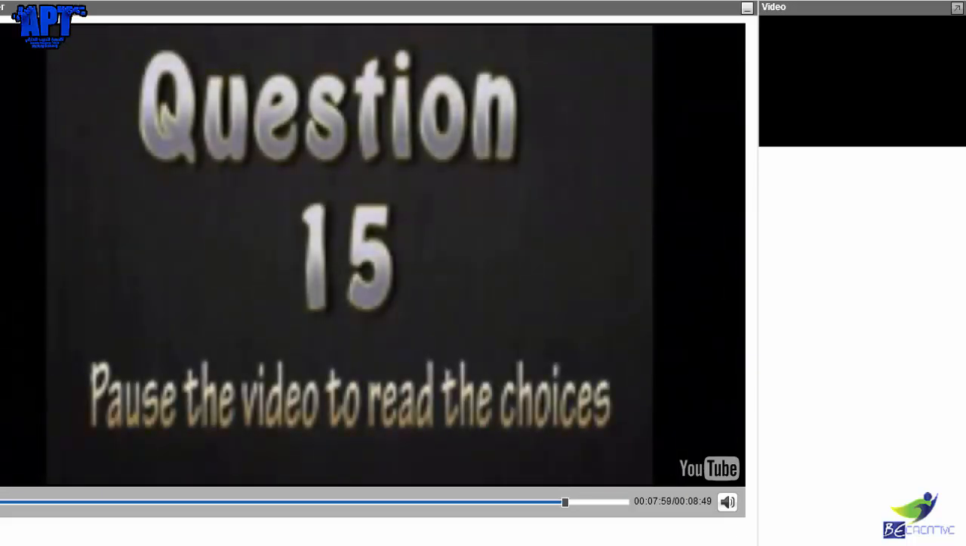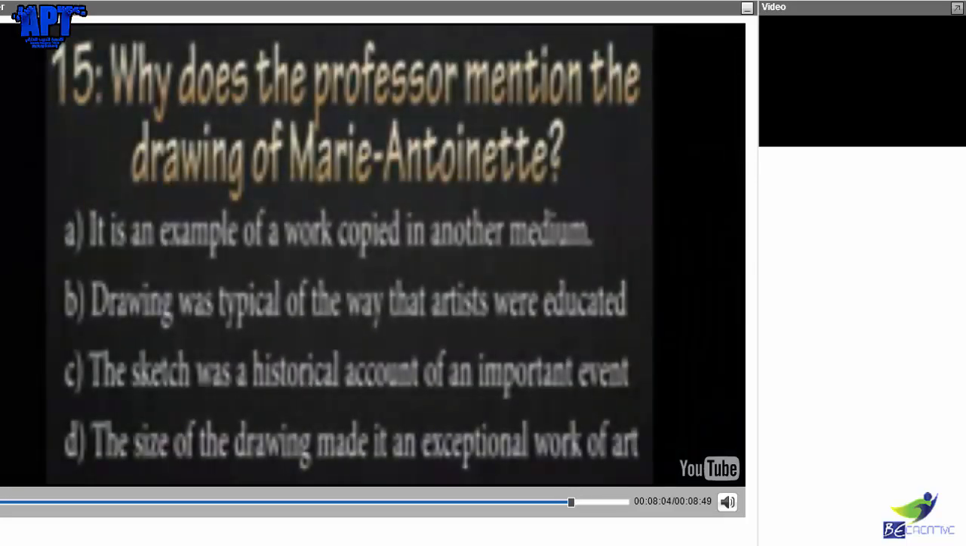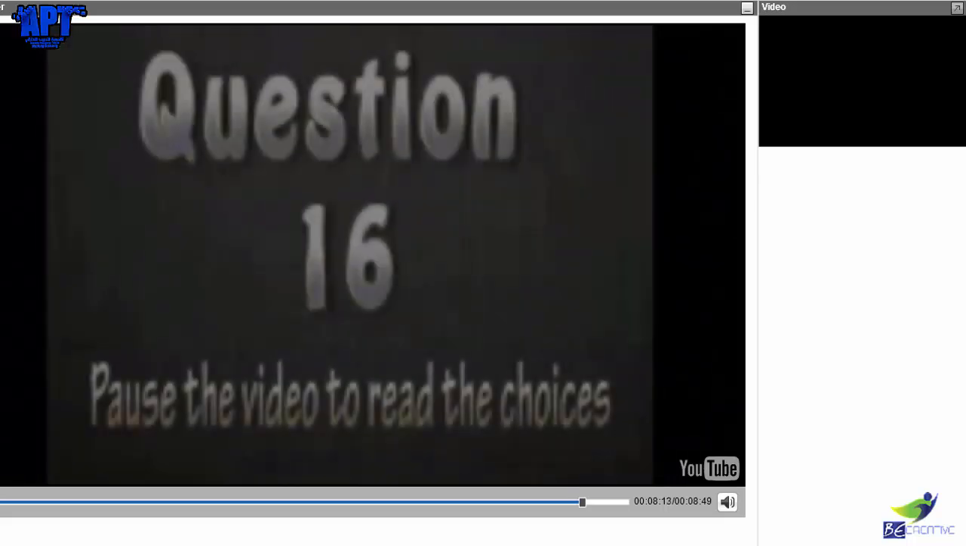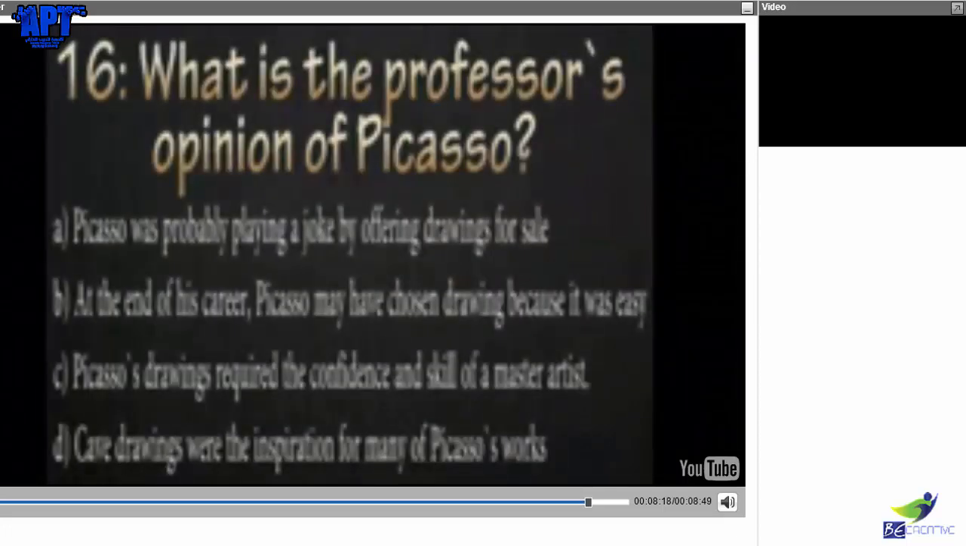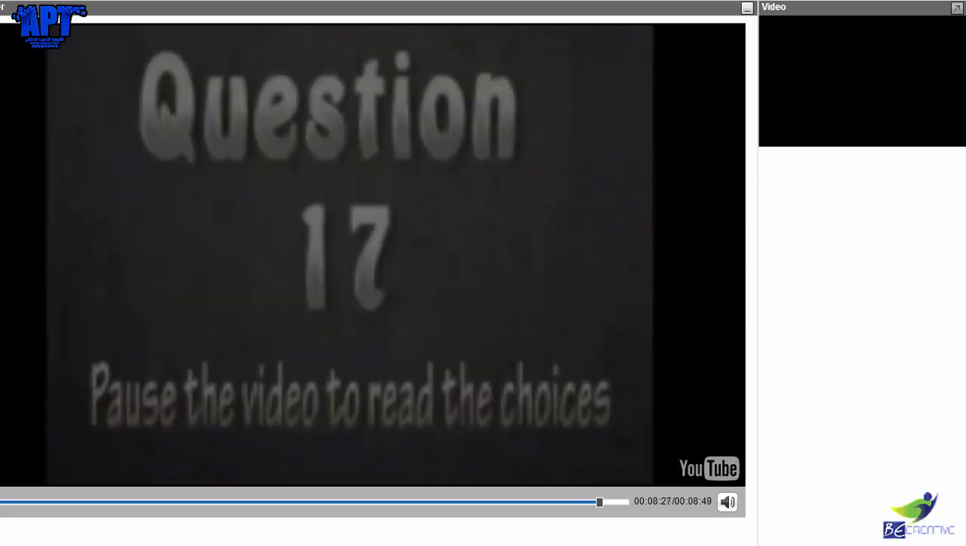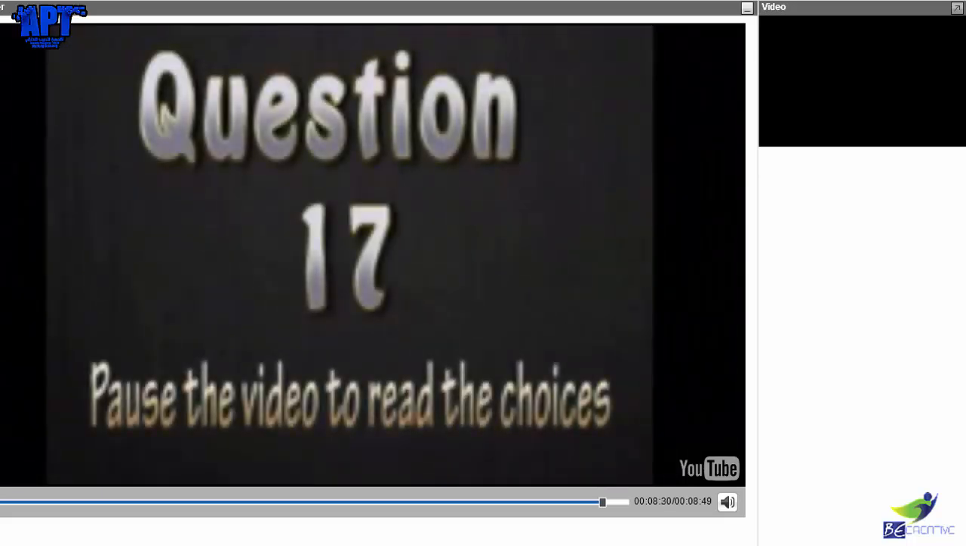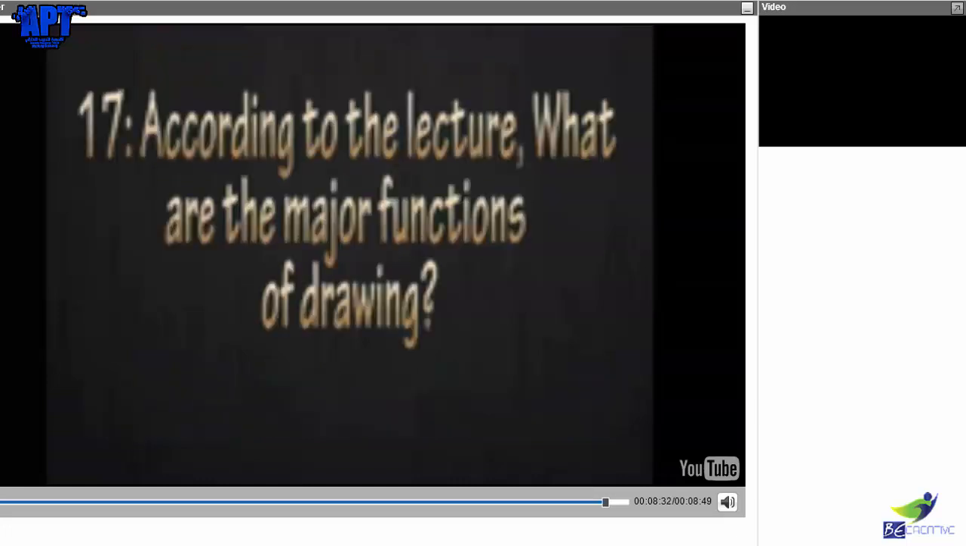(15) Why does the professor mention the drawing of Marie Antoinette? (16) What is the professor's opinion of Picasso? (17) According to the lecture, what are the major functions of drawing?